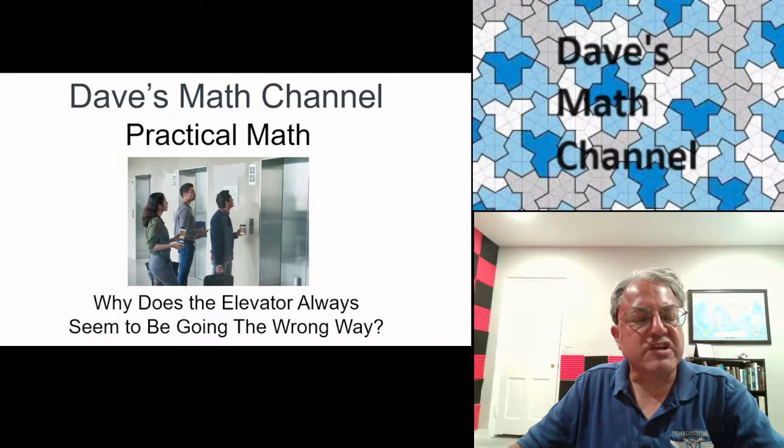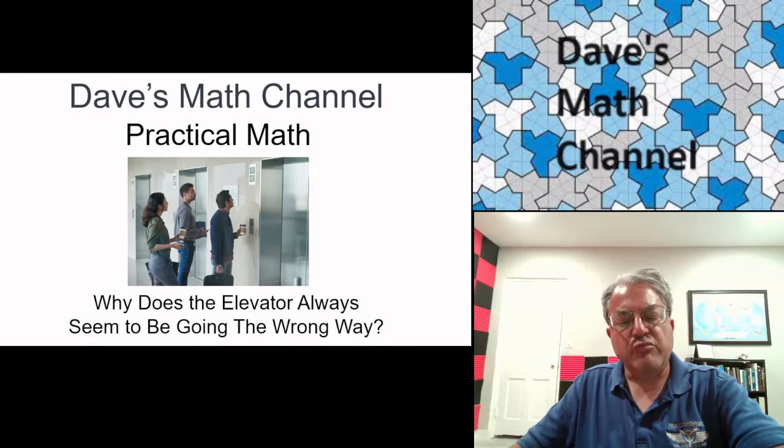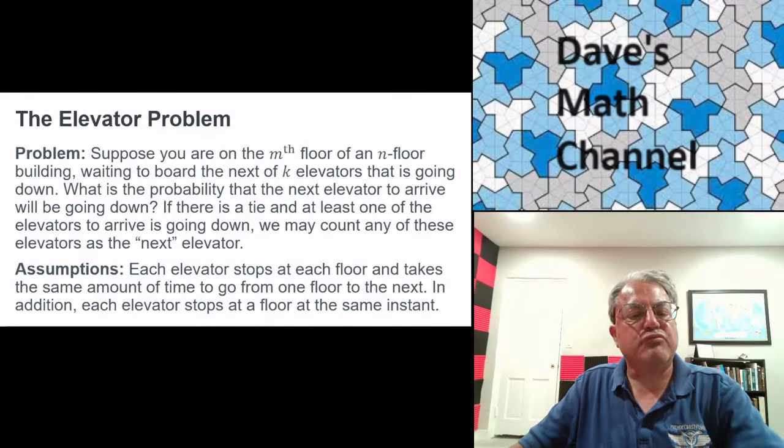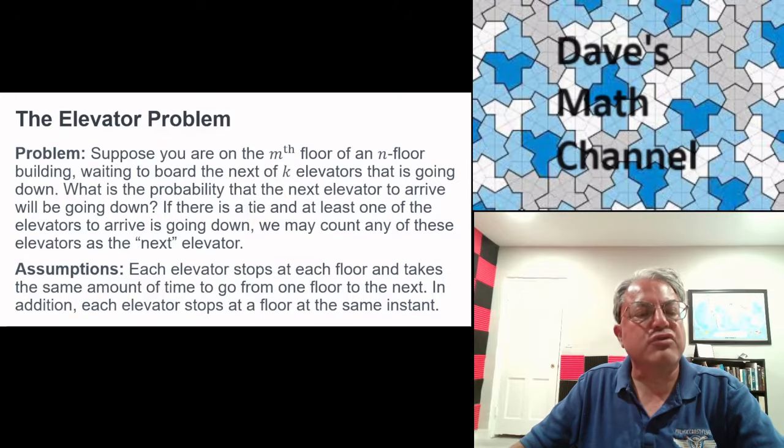The problem I'd like to answer in this video is, why does the elevator always seem to be going the wrong way? Well, there is a mathematical explanation for what's going on. So let's state the problem precisely. Suppose we're on the mth floor of an n-story building, waiting to board the next of k elevators that's going down. What's the probability that the next elevator to arrive will be going down?